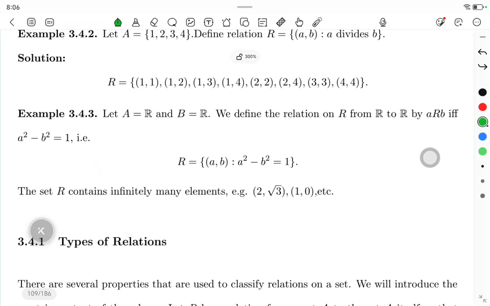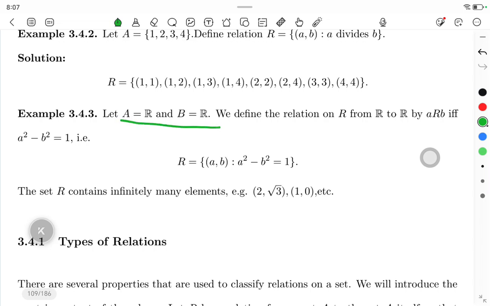They say that let A be equal to R and B equal to R. Then they say that we define the relation from R to R by A related to B if and only if A squared minus B squared is equal to 1, right? So if we check here, the relation is equal to AB, and they say that A squared minus B squared is equal to 1. So now, sometimes they can tell you to write down the elements which can be included within this, right? And they should be an element of a real number.